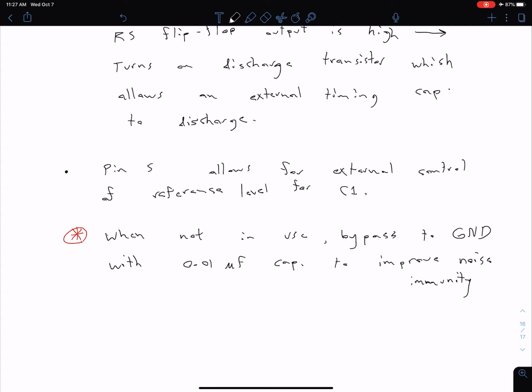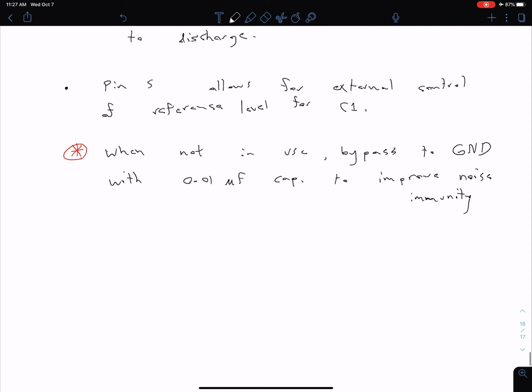Okay, so that covers sort of our comparator 1. So now what we want to focus on is our comparator 2. Our comparator 2, we're going to call our trigger comparator. I'll scroll up a little and we'll see why that is. So our trigger comparator, which is C2.